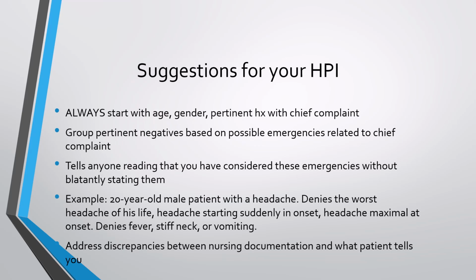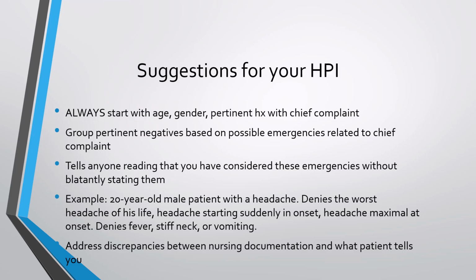All right, so here are some quick tips for your HPI, which obviously you can just read through. The first one being pretty self-explanatory, but let me explain the second one a little better. Group pertinent negatives based on possible emergencies related to your chief complaint. This involves helping you rule out your emergency differential. So I like to think of those red flags for my emergency conditions and then ask the patient about them. And then obviously if they don't have them, group them together in your HPI so that anyone looking at it will understand that you've thought about the differential.